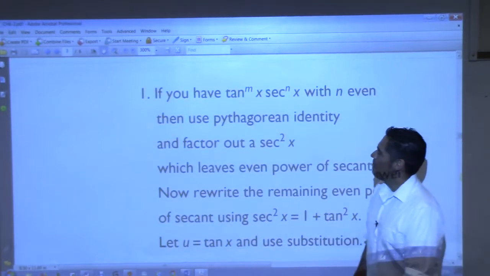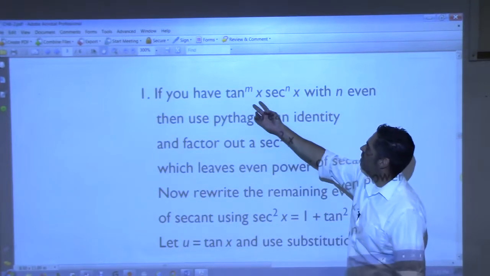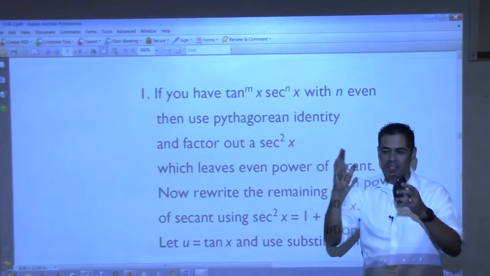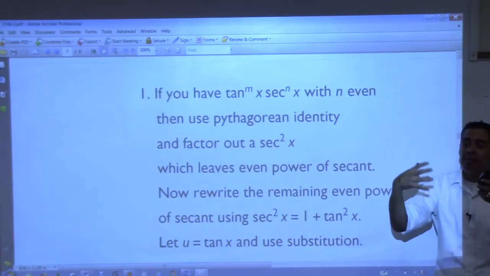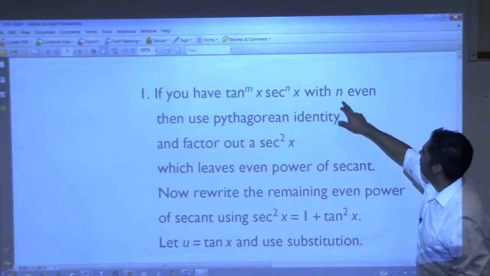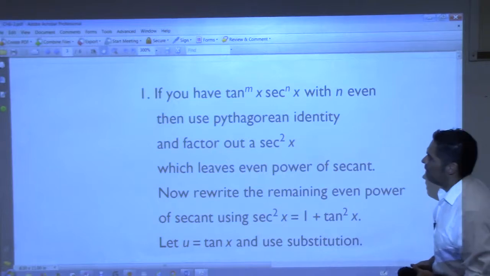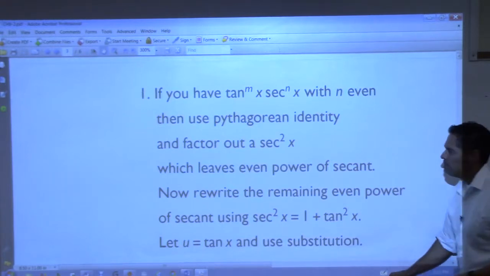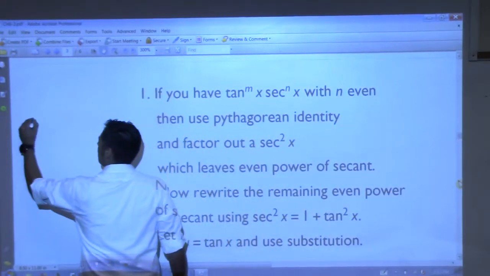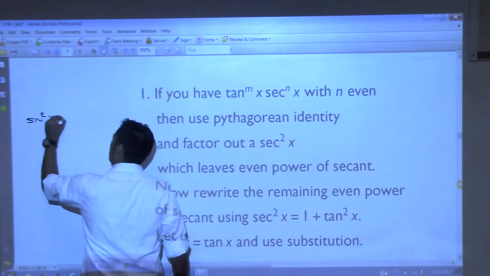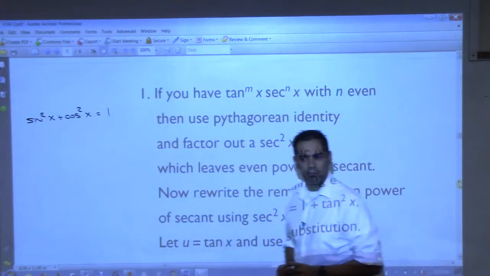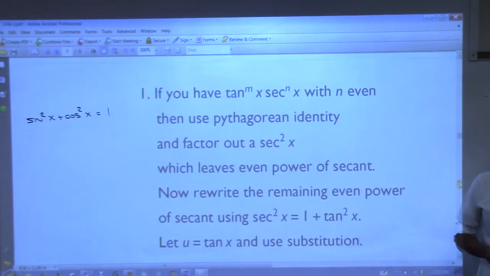All right, so here we go. If you've got a tangent to a power and secant to a power together, so if you see tangents and secants mixed with the power on secant being even, use a Pythagorean identity. What Pythagorean identity? Sine squared plus cosine? No, that's not the one they're talking about. This is the Pythagorean identity everybody knows, right? But aren't there two more?